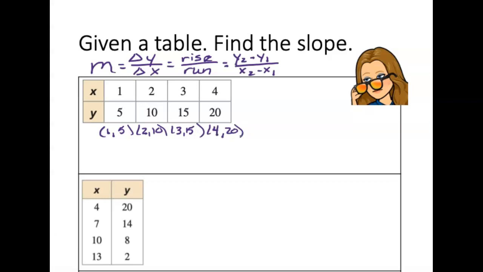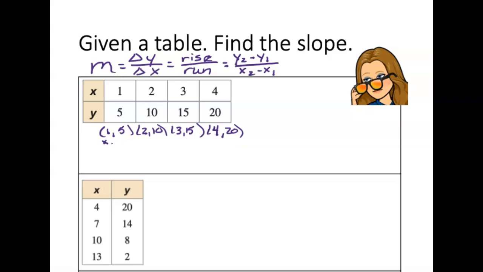Now remember, slope in a linear line is constant, which means it doesn't matter which 2 points we use. We practiced that on a graph where we could draw different triangles. We'd always simplify to the exact same slope. So that tells me that in a table that's linear, I can pick any of these. It doesn't matter which ones I use. So I'm just going to start here.